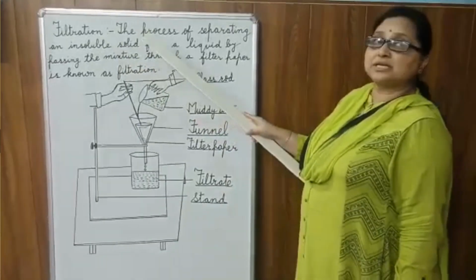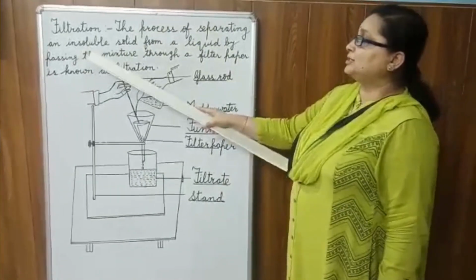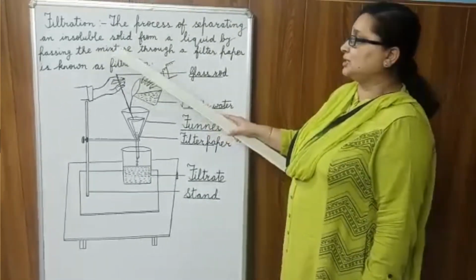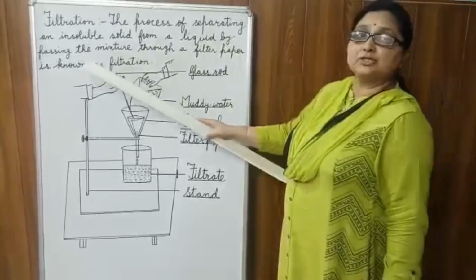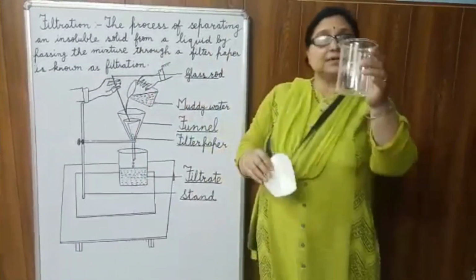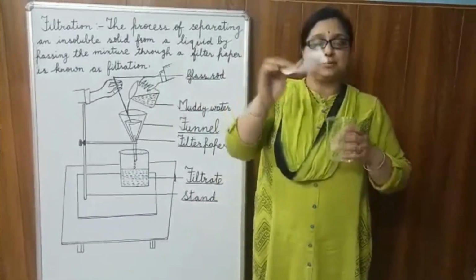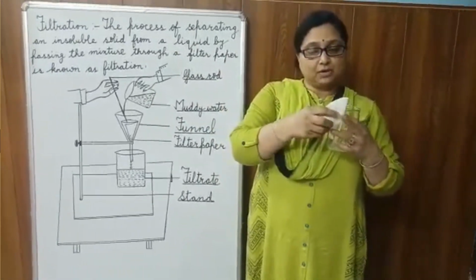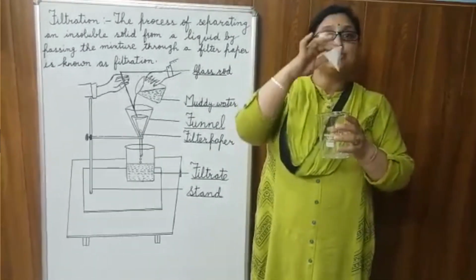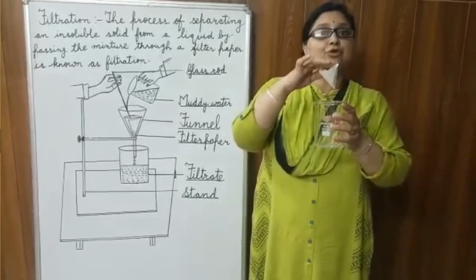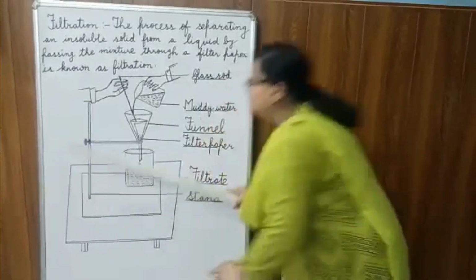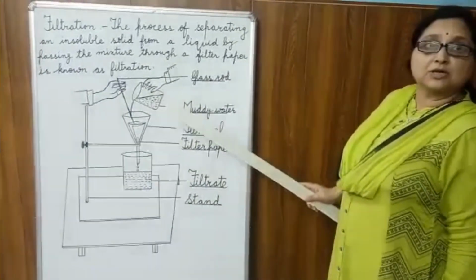Filtration is the process of separating an insoluble solid from a liquid by passing the mixture through a filter paper is known as filtration. I will show you a beaker. This is a beaker and this is a filter paper. So we will make cone with the help of filter paper. If we want to filter anything, we have to keep funnel and in the funnel we have to keep the filter paper. Now with the help of diagram, I will show you how to do the process of filtration.